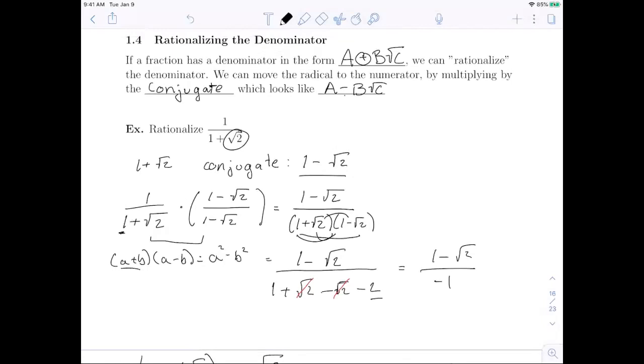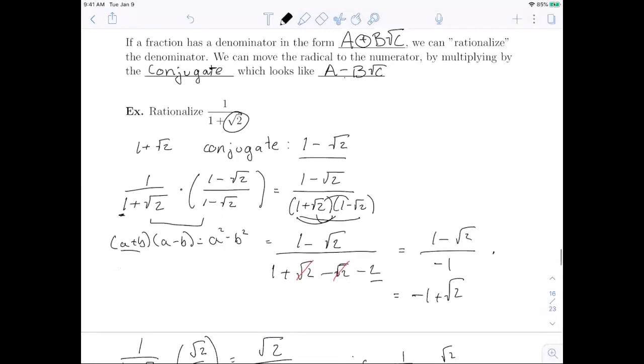So that's really awesome. If you wanted to, you could simplify this a little further and put the negative 1 up top. So we get negative 1 plus root 2. But I'd be happy with both. Mostly testing you on rationalizing the denominator. Okay? How do we feel about conjugates? Good? Okay, great.